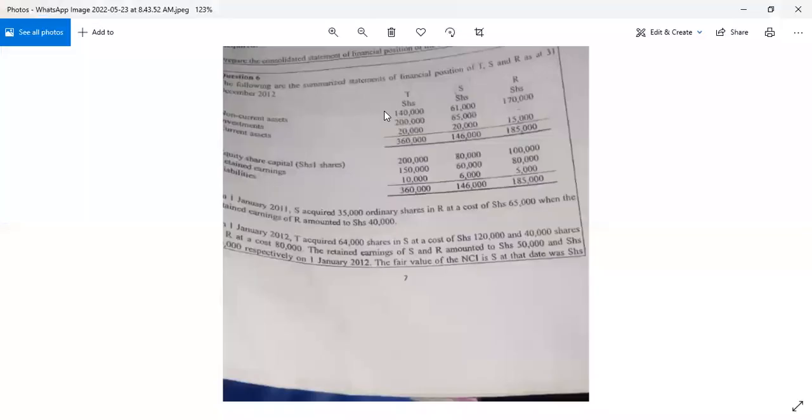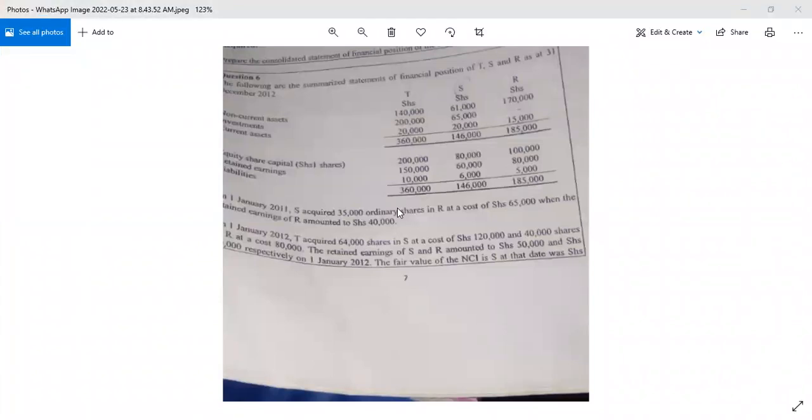So here we saw how we extracted some information, how we got the shares and stuff like that. So please allow me to just continue from here. Okay. So we saw how we came up with the group structure of T having 80% and stuff like that.